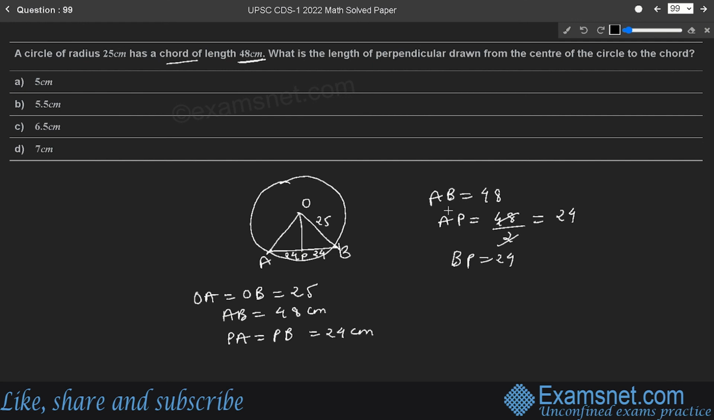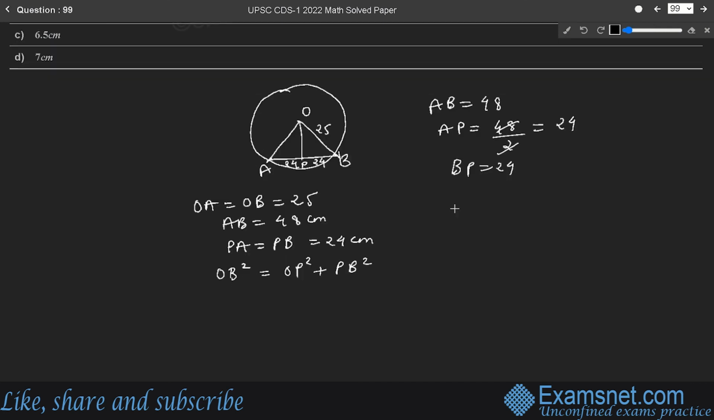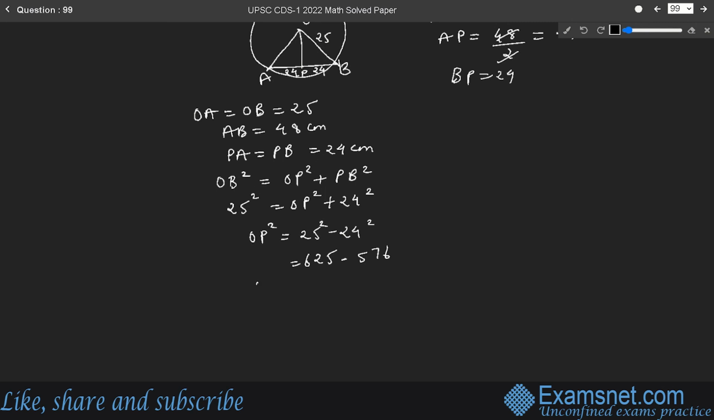Now we have all the sides. We have to find the perpendicular, which is OP. So by using the Pythagoras theorem, we can say that OB square is equal to OP square plus PB square. So on putting the values, we will get 25 square is equal to OP square plus 24 square. OP square is equal to 25 square minus 24 square, which will be equal to 625 minus 576. Therefore, OP square will be equal to 49 and then OP will be equal to 7 centimeters.